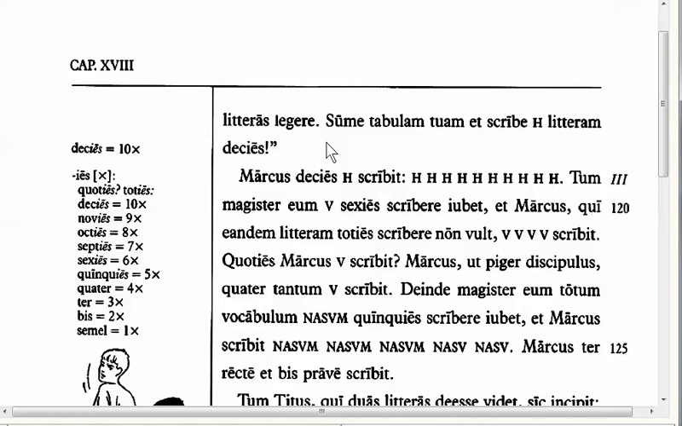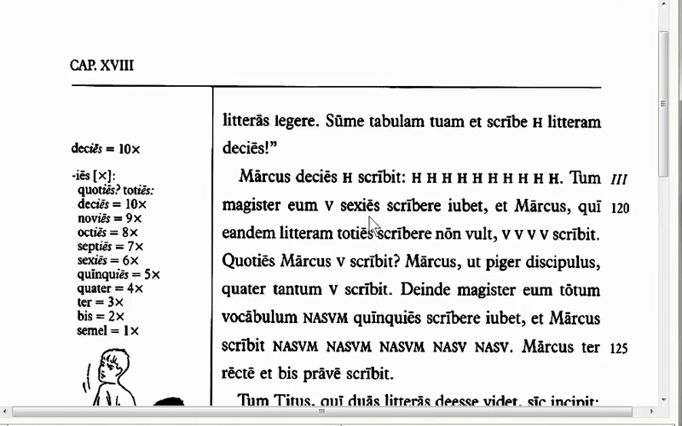So I'll just go through that section real quickly with you. The teacher says, pick up your writing tablet and write the letter H ten times, decies. We see in the margin that this is the numeral adverb from decem. We add -ies on the end to form ten times from decem. And then Marcus writes H ten times. Then the teacher orders him to write the letter V six times, sexies. And we see that that comes from sex, the number six.